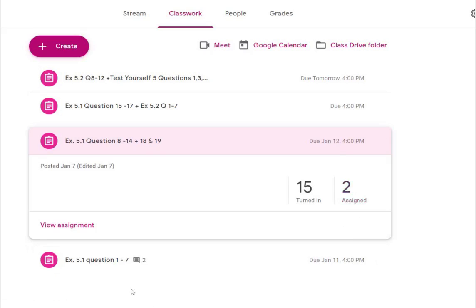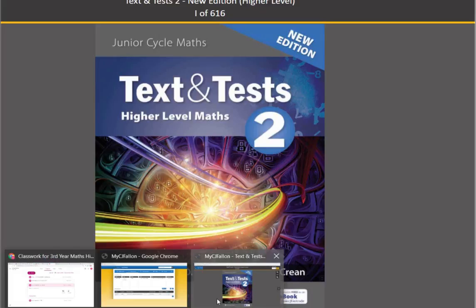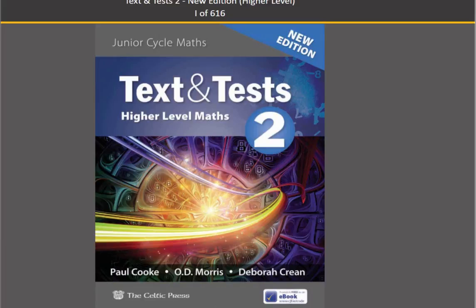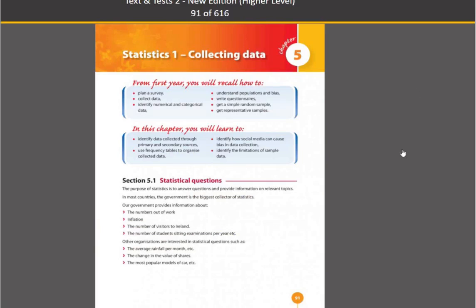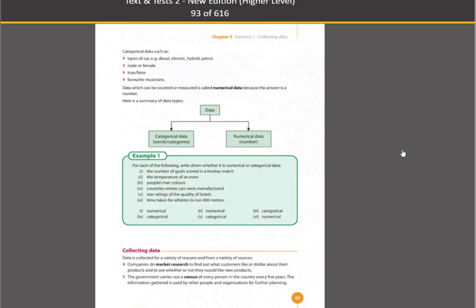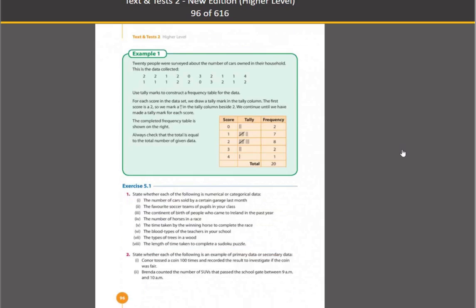All right, so we're just going to start and have a look at the homework there on question 1 to 7. If we have a look at our textbook, it starts on page 91, our Stats 1, collecting data. Scooting on onto the first section, exercise 5.1. First of all, we're asked to describe whether each of the following is going to be numerical or categorical data. So is it dealing with numbers or is it dealing with categories?